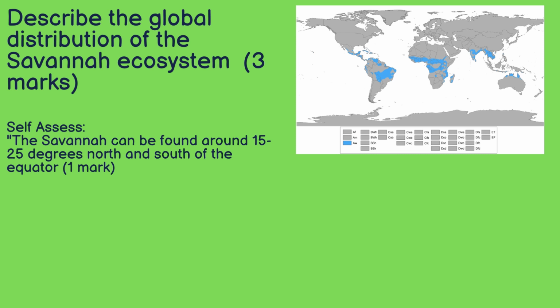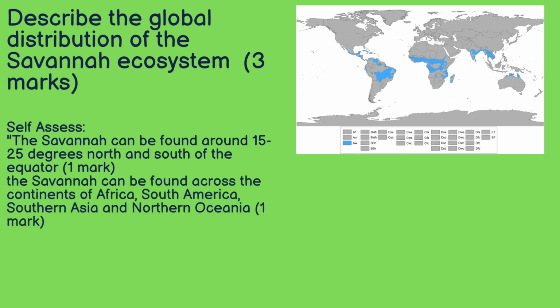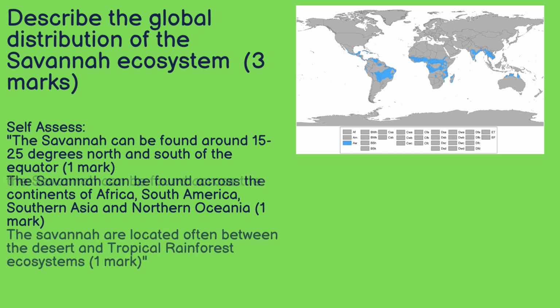So the first one, the savanna can be found around 15 to 25 degrees north and south of the equator. You can get your second mark, saying that they can be found across the continents of Africa, South America, Southern Asia, and Northern Oceania. You could also get the mark maybe for some locational knowledge. For example, the savanna is located often between the desert and the tropical rainforest ecosystem. So, check your answer. How did you get on?